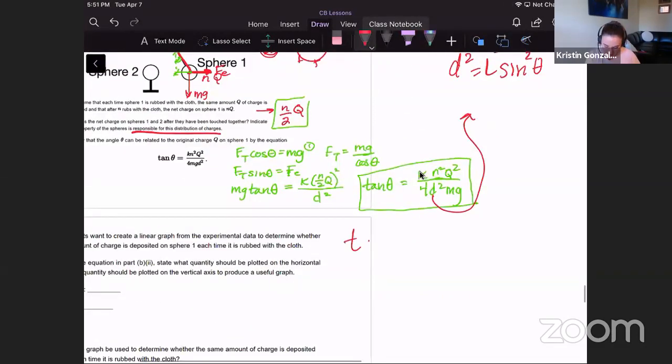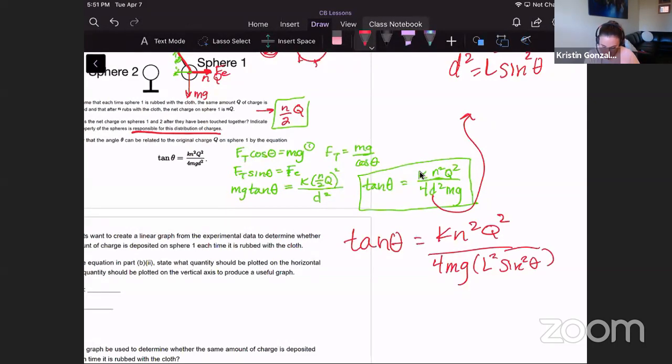So really, tan of theta equals k n squared q squared over 4mg times L squared sine squared theta. So this is really my working equation. Anytime you linearize data, you do it the same way. There are some different ways you can do it. Sometimes you can say y equals mx plus b, and you can fit to that equation.